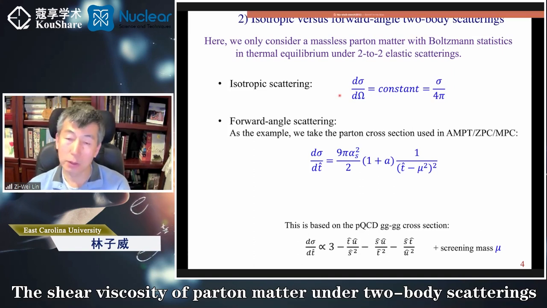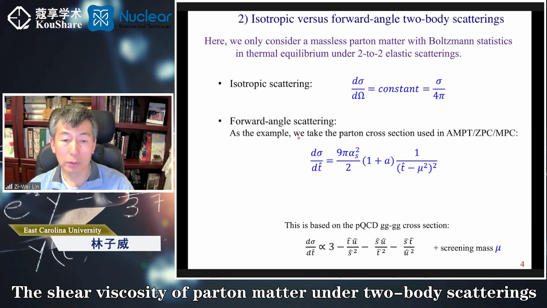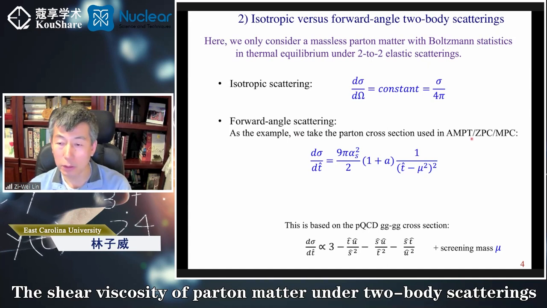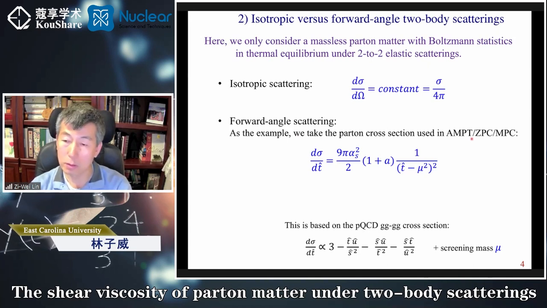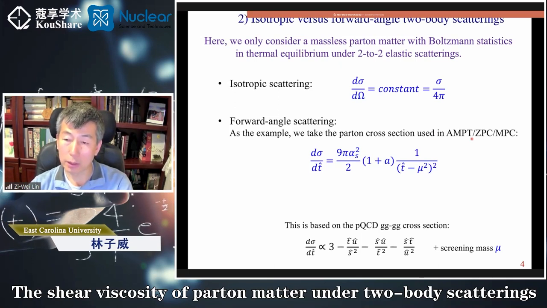However, in general, we don't have an isotropic case. For example, in pQCD or in nuclear physics, we have the Rutherford scattering. They are typically forward angle. So we also consider forward angle scattering. And as an example in this study, we will take the parton cross section used in AMPT, which is also used in John's parton cascade or Mona's parton cascade. These are parton cascade models.